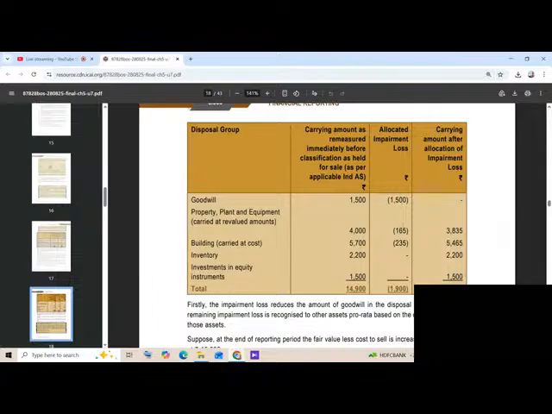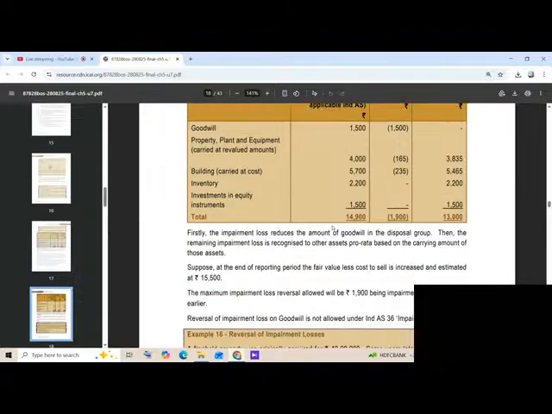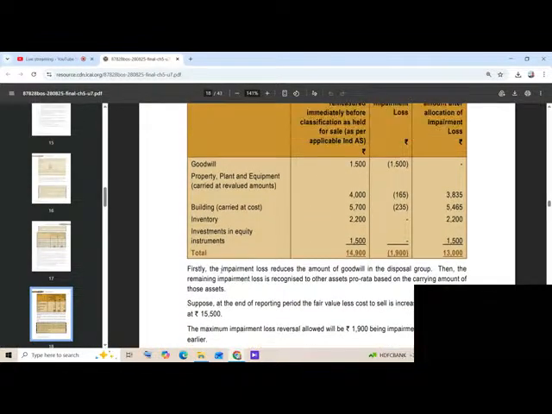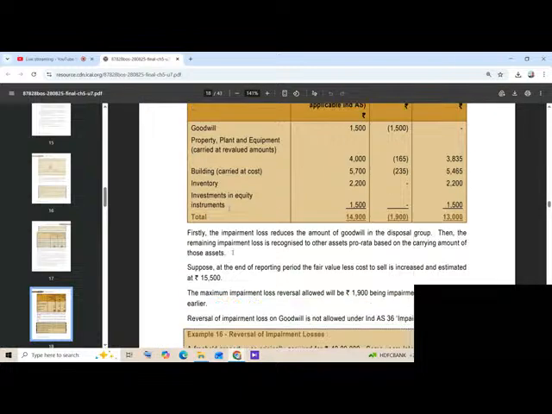So first, we'll allocate as much loss as we can to the value of goodwill. So we allocated 1500 of loss to the goodwill, and for the rest, 400, we allocate to 4000 and 5700 in the ratio of 40 to 57. So 40 plus 57 is 97, and 400 into 40 divided by 97 comes out to 164.9, which is 165. So this is the way impairment losses are allocated to the non-current assets within the disposal group.